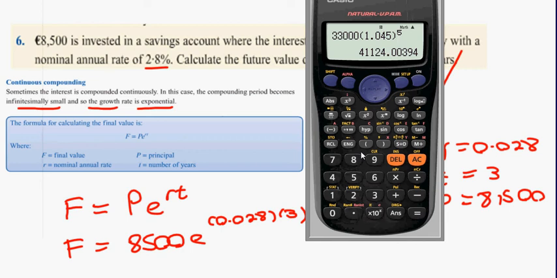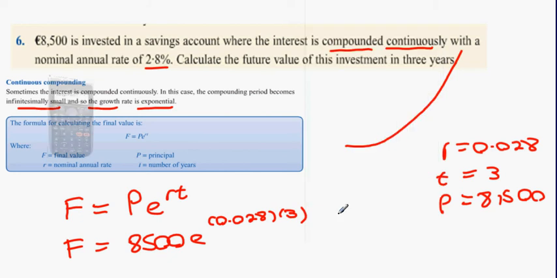So we need to just put that straight into the calculator: 8,500, then we press the Shift e button, that's going to be 0.028 all multiplied by 3. And then what we get here is 9,244.85. So the final value is 9,244.85. Okay, so that's question 6 done.